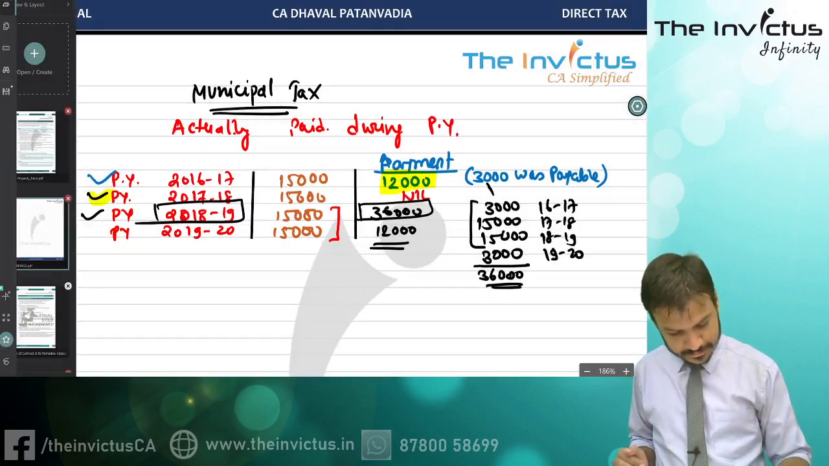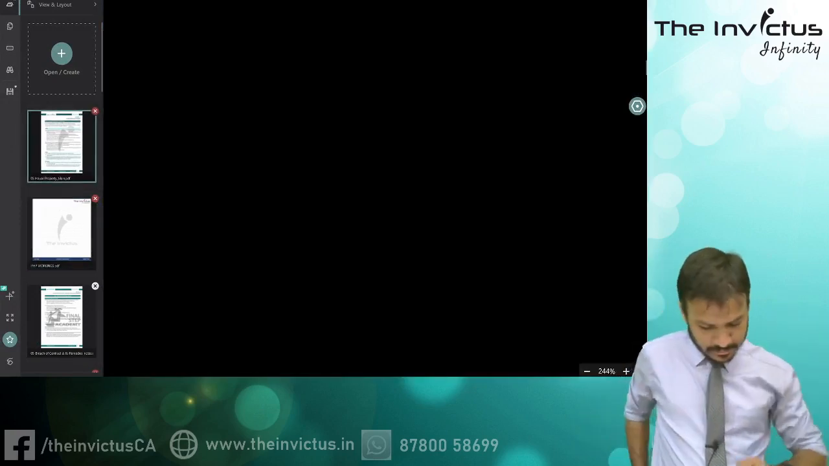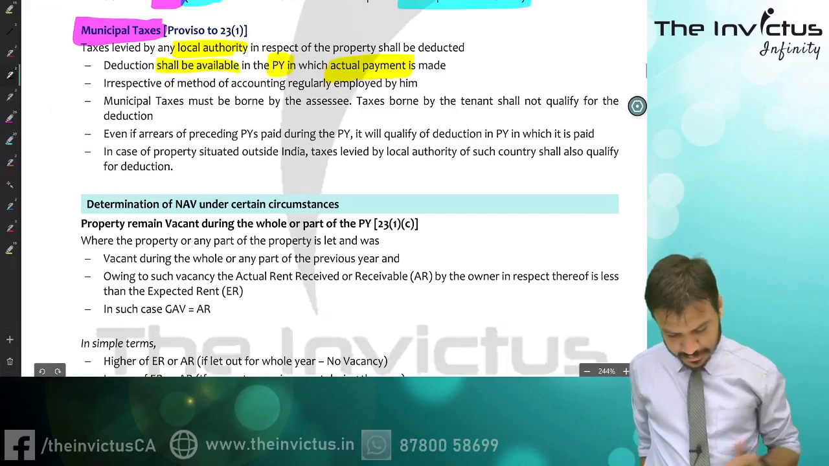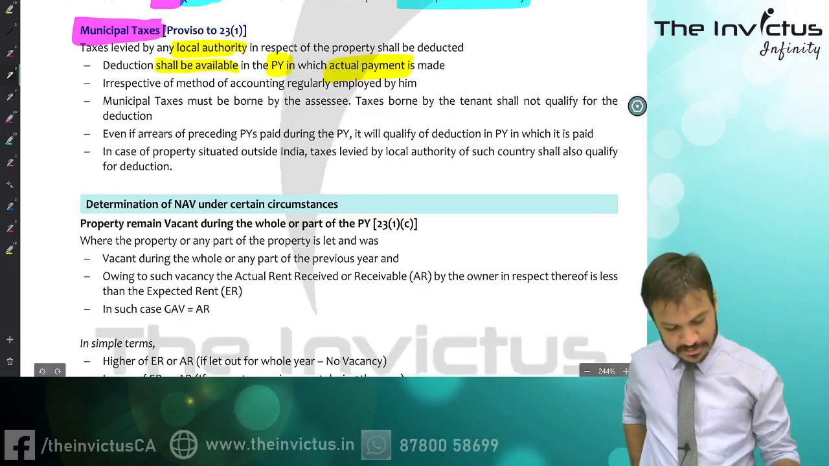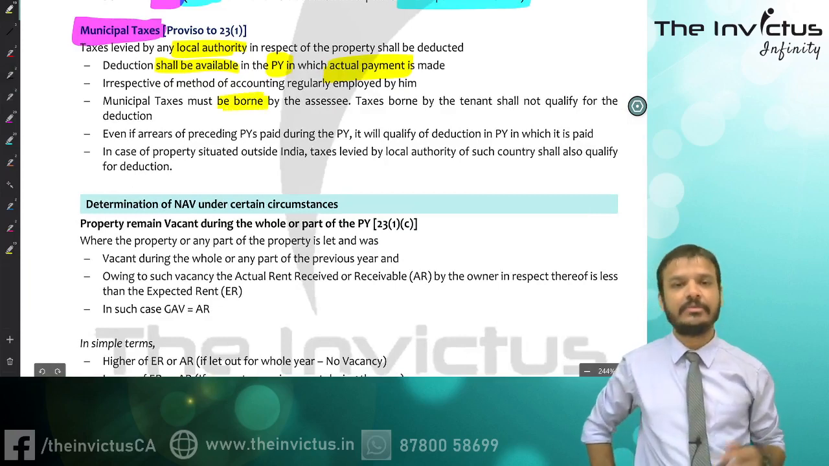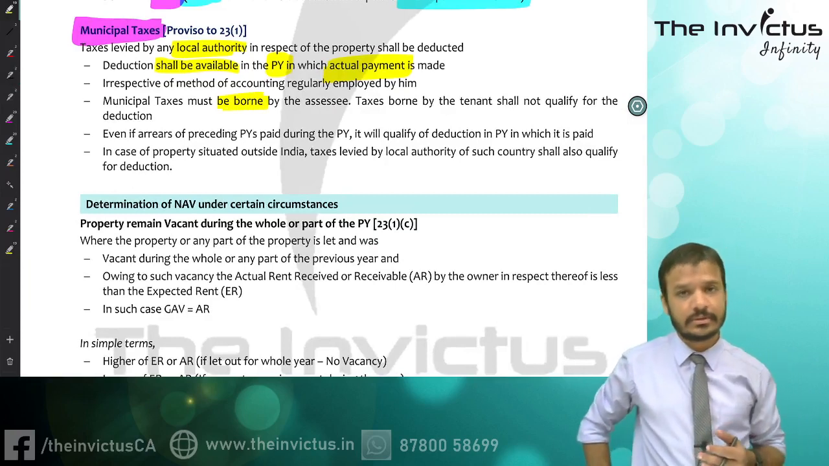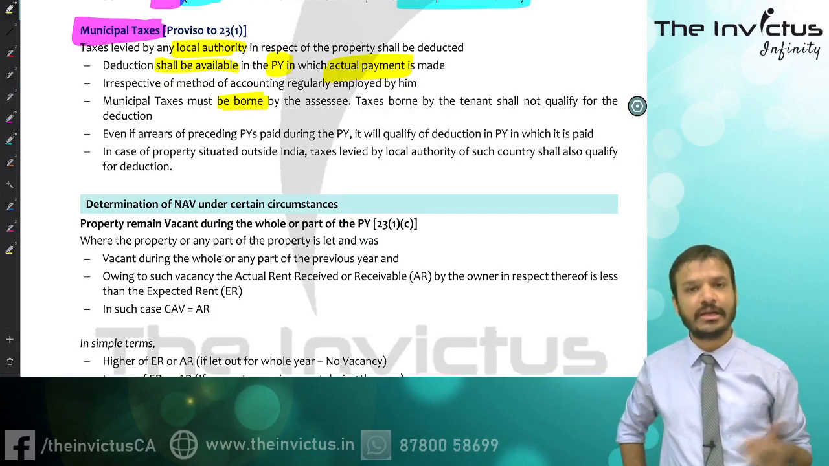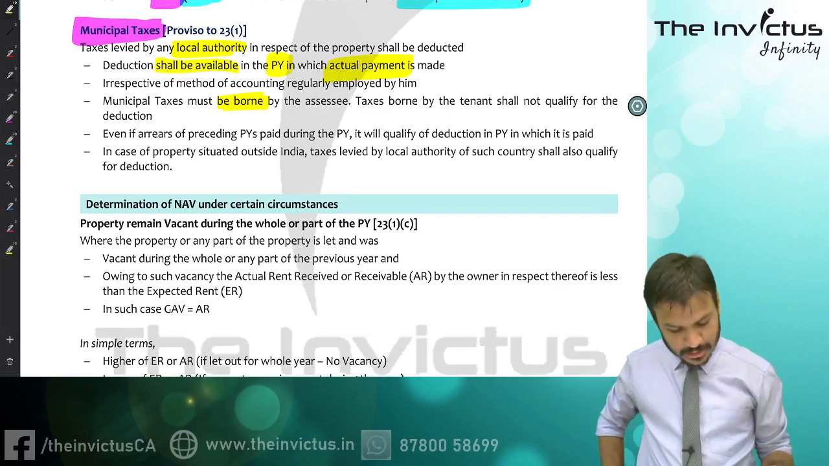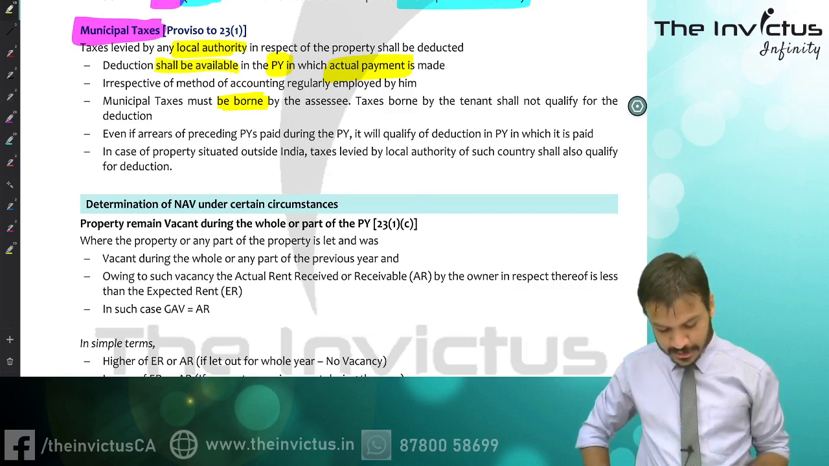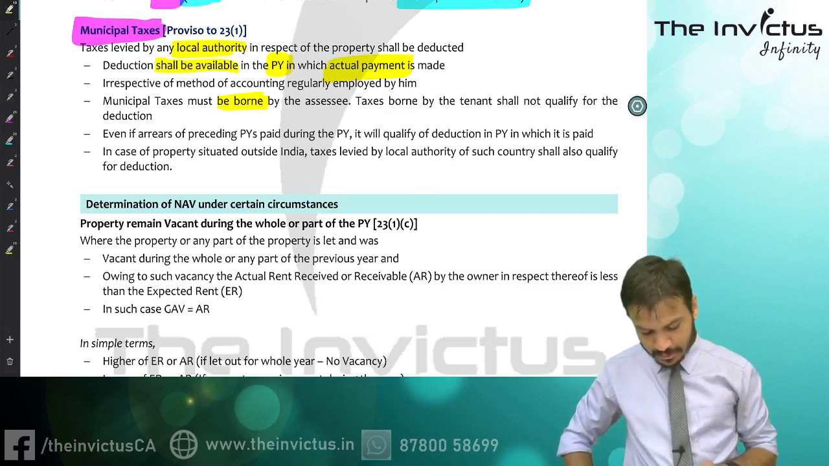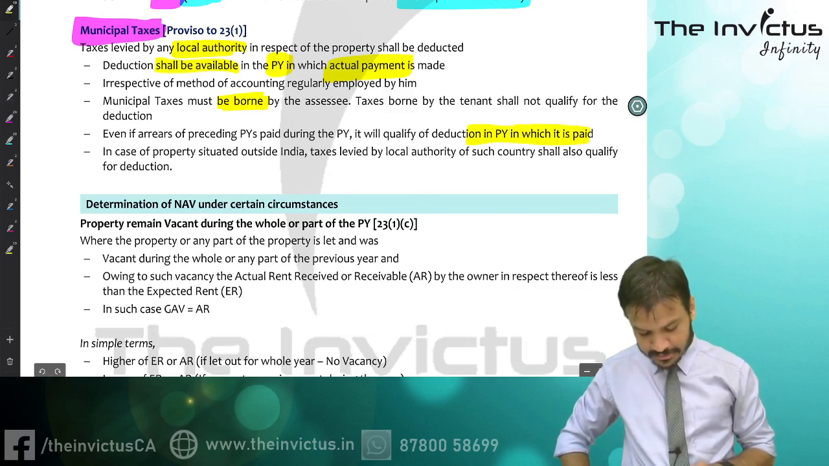Let's go ahead. Very simple. Municipal tax must be borne by assessee. If tenant is paying municipal tax of that particular property, then owner will not be allowed such kind of deduction because owner is actually not making any payment. Even if arrears of preceding previous year is paid during the previous year, it will qualify for deduction in previous year in which it is paid.